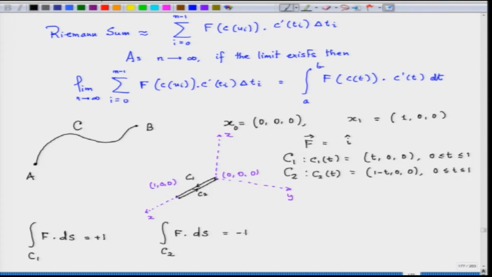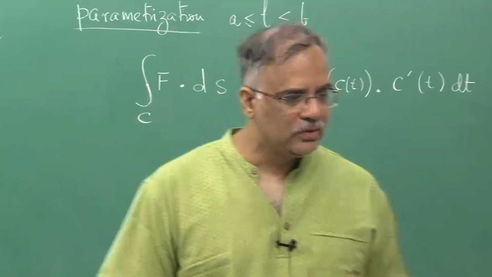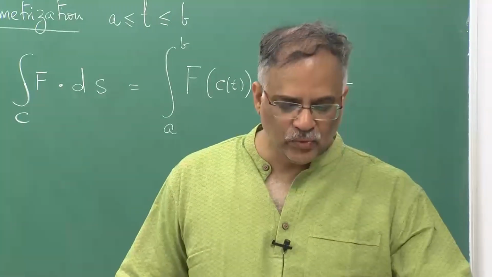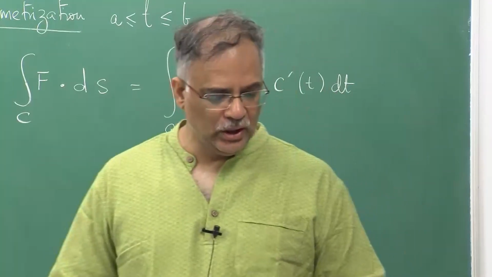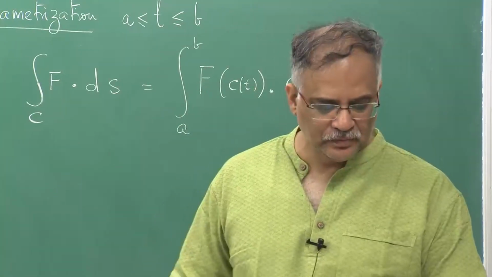it is minus 1. So, there is a physical meaning to this. F is a force acting on a particle moving along this path. Then if the particle goes from 0 to (1, 1, 0) and comes back from (1, 1, 0) to (0, 0, 0) along C2, then the total work done by the particle is 0. So, you see this orientation has an important role in the value of the line integral. So, this is something that one needs to keep in mind while talking about line integrals.